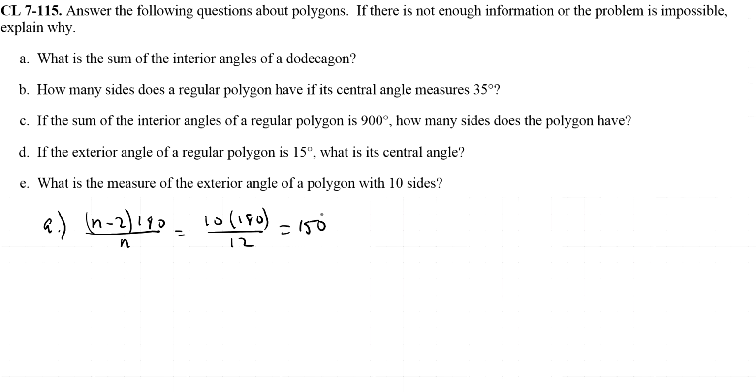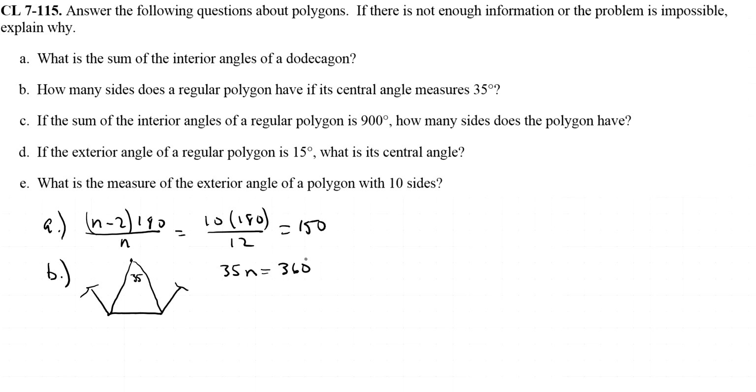B. How many sides does a regular polygon have if its central angle measure is 35? Alright, so when I look at this problem, I don't know how many sides it has, but I know that this angle right here is 35, and that's the central angle. So I know that 35 degrees times how many of those central angles is going to have to equal 360.